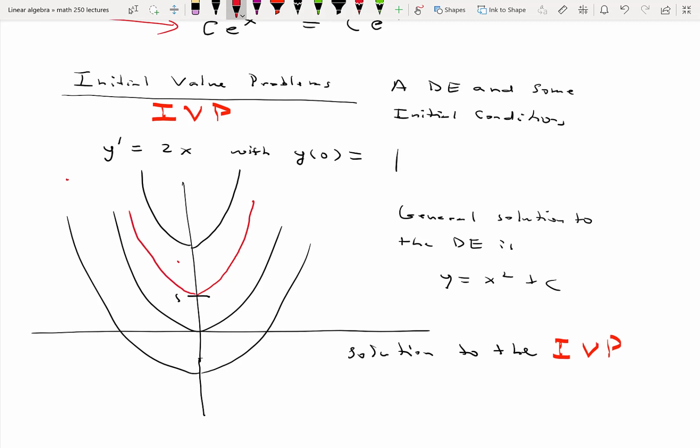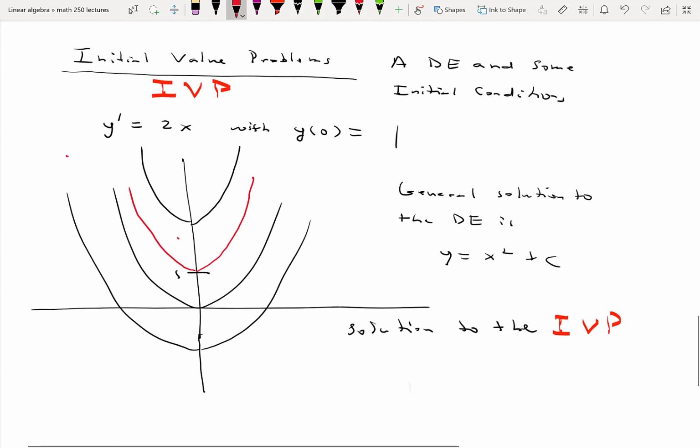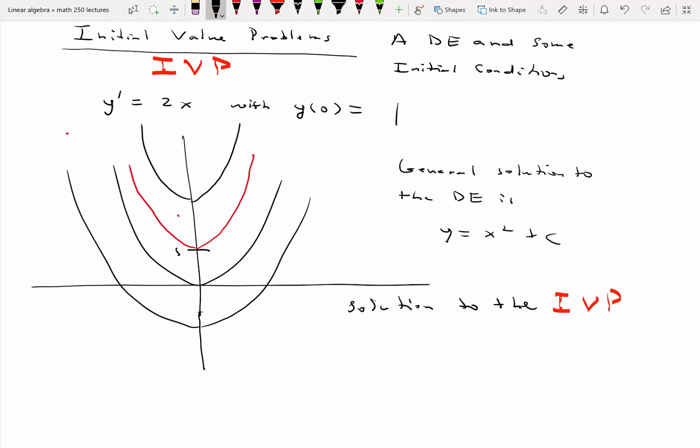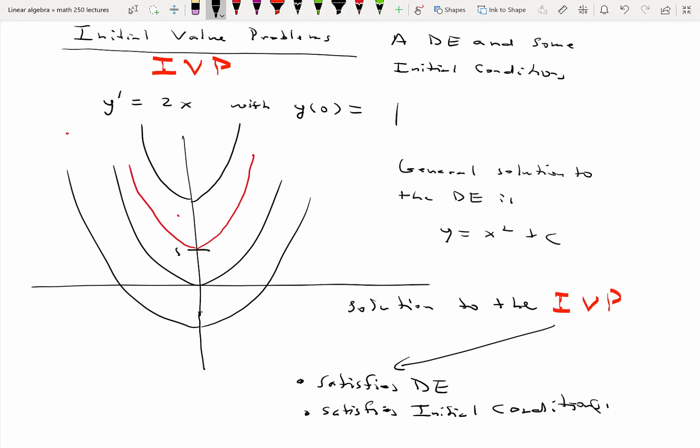In any case, our solution is the one that passes through (0, 1). That is, our solution satisfies not only the differential equation, but the initial value. So an initial value problem satisfies the DE, and also satisfies the initial condition or conditions. Okay. All right.